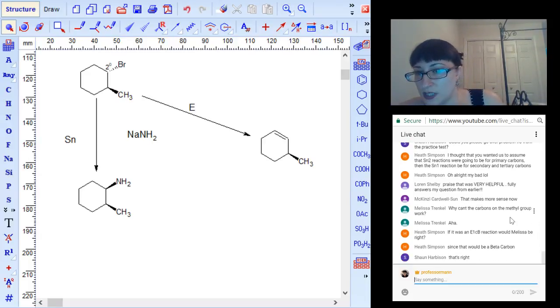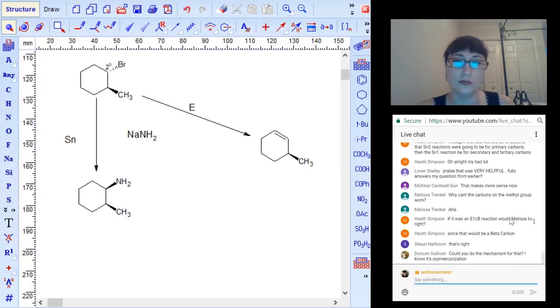Heath, it couldn't be an E1CB reaction because there's no beta carbonyl.